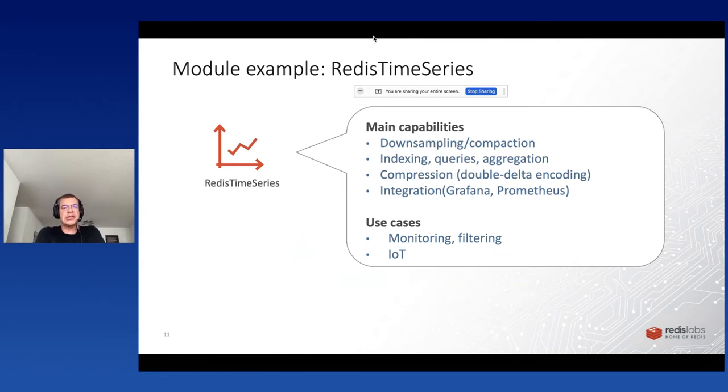Two examples for modules: time series, displayed on this particular slide, and Redis AI, which I'm going to go into in a minute. Redis time series is in functionality comparable to InfluxDB or other time series databases, as they do exist in the open source and closed source domain. So I should probably explain what a time series is.